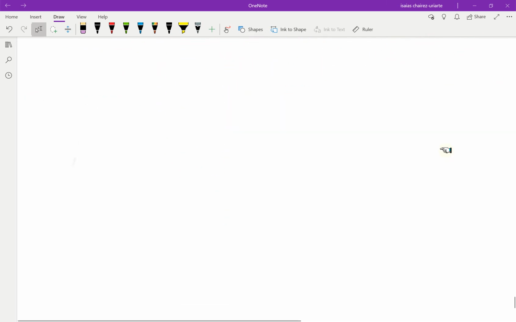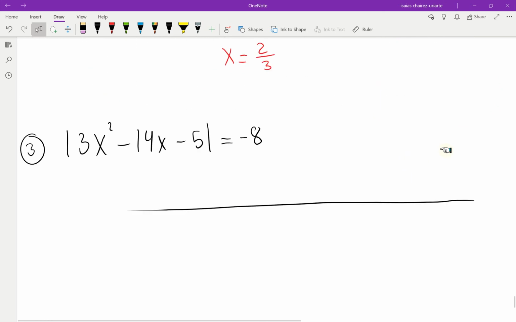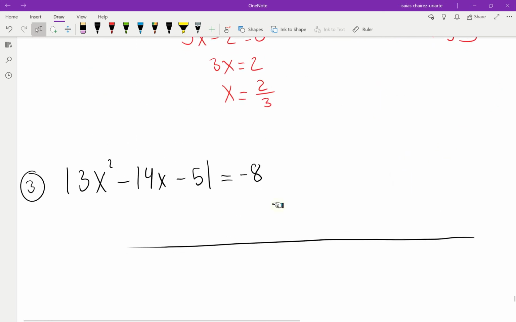Let's solve the last equation here, if my computer wants to load it. Okay, so here's the last equation. This one's a little bit more complicated looking. Absolute value of 3x squared minus 14x minus 5 equals -8.